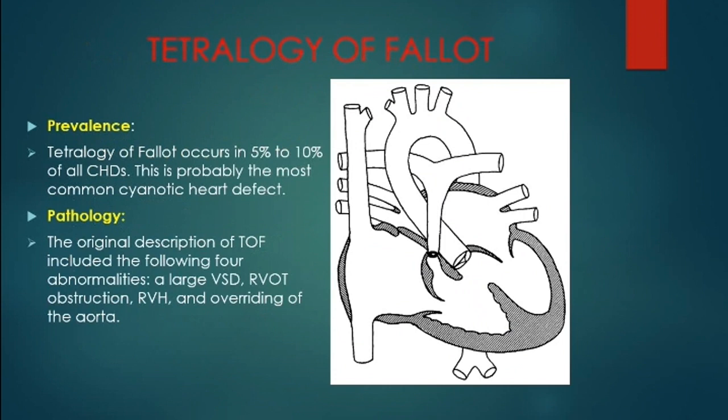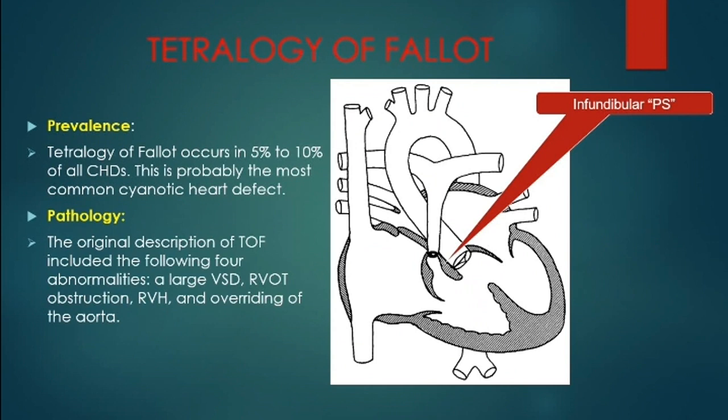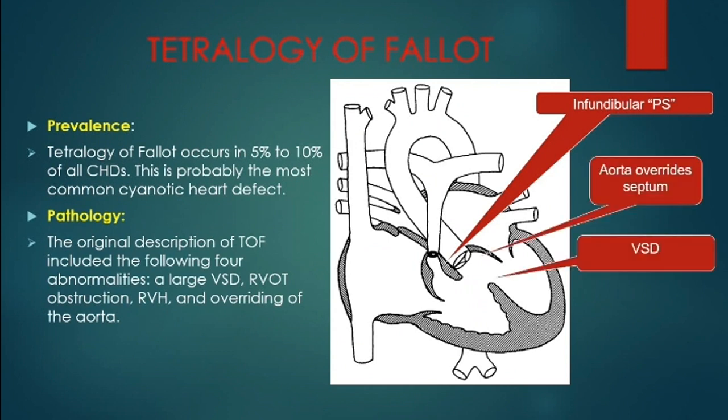The most famous disease, the Tetralogy of Fallot, represents 5 to 10% of all congenital heart diseases we know. Probably the most common type. The pathology is infundibular PS, aortic overriding, a VSD, and a right ventricular hypertrophy.